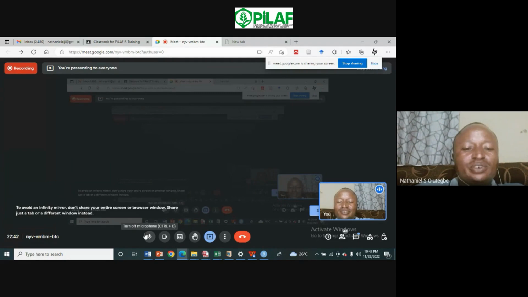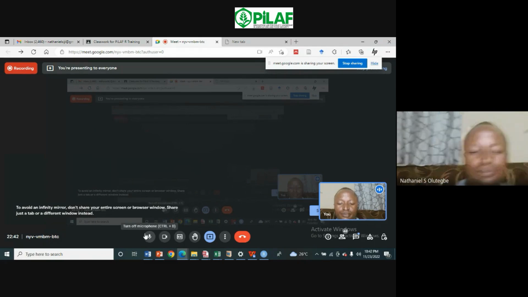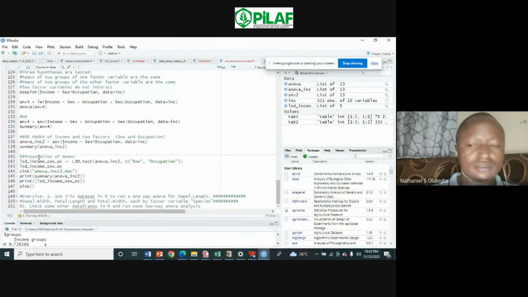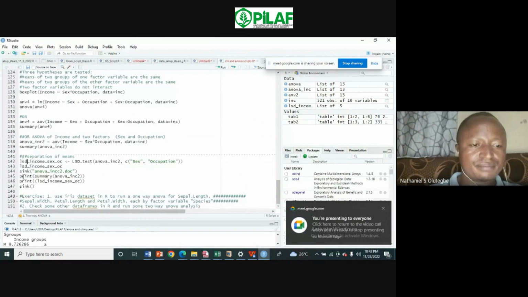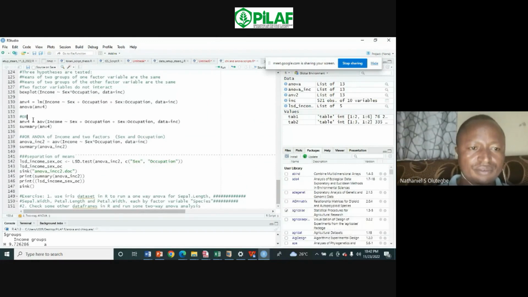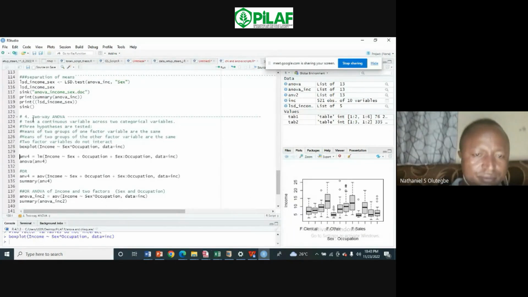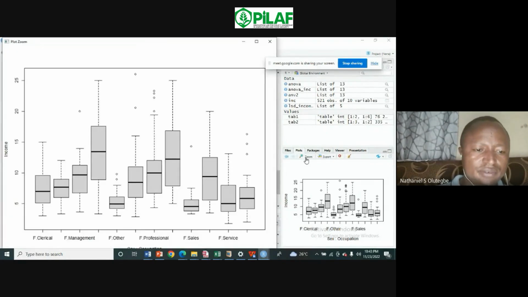It's saying that there is no significant relationship between the interaction of the two factor variables and the dependent variable. And so let's look at how that hypothesis is tested. You can do a box plot here. A box plot for income, sex, and occupation. And of course, let's have an idea of how that is. You have female and clerical.